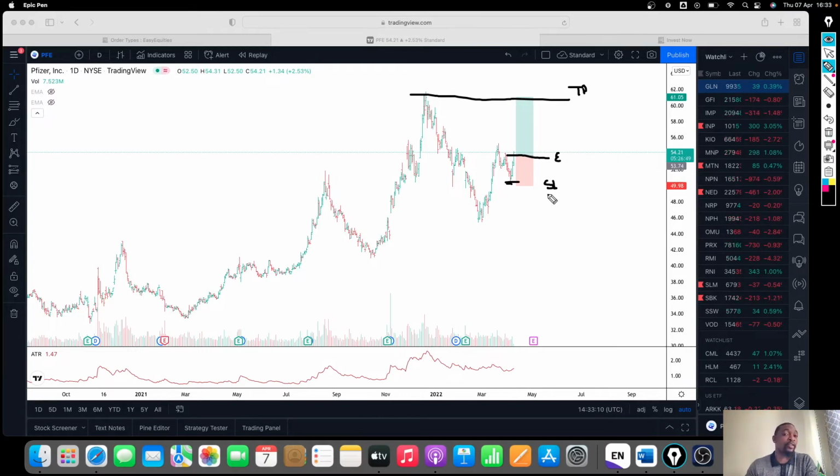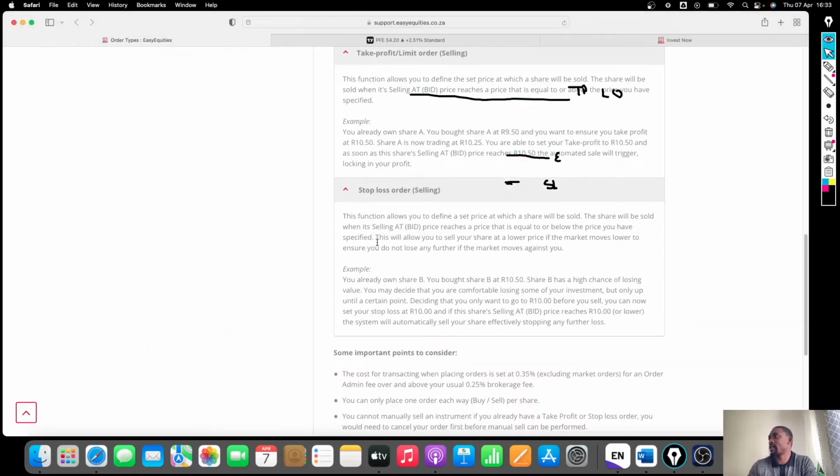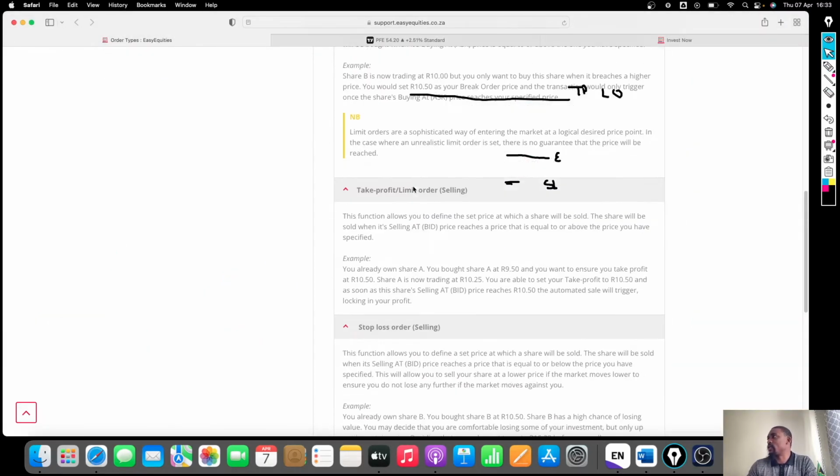But on eToro, I have a reasonable balance. That is why I'm taking these individual companies on eToro. So in this case, I have my entry there, then I have my take profit. It means that I have a limit order that is above here, where I have the intention of selling at a higher price, like EasyEquities explain it. It's a take profit or limit order. So I want the bid to be above a particular price.